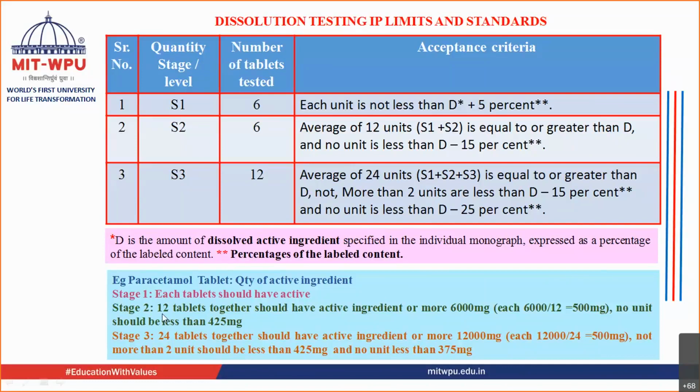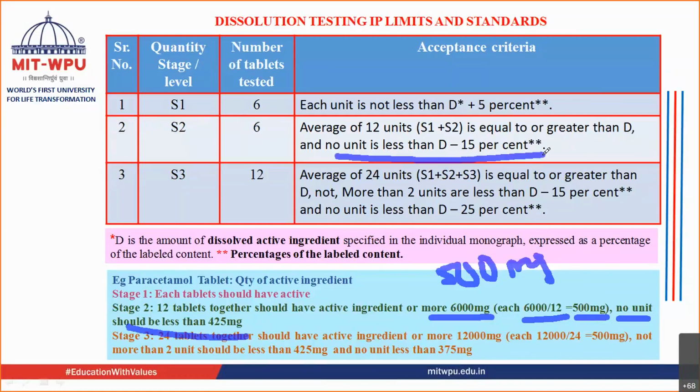In stage 2, you are going to take the earlier 6 readings you have, and now you are going to take the readings of a further 6. So the total active ingredient now should be 600 milligram. Each is 500 milligram, so the total for all 12 tablets together should come to 600 milligram, that is 500 milligram each. And no unit should be less than 425 milligram. No unit should be less than this.